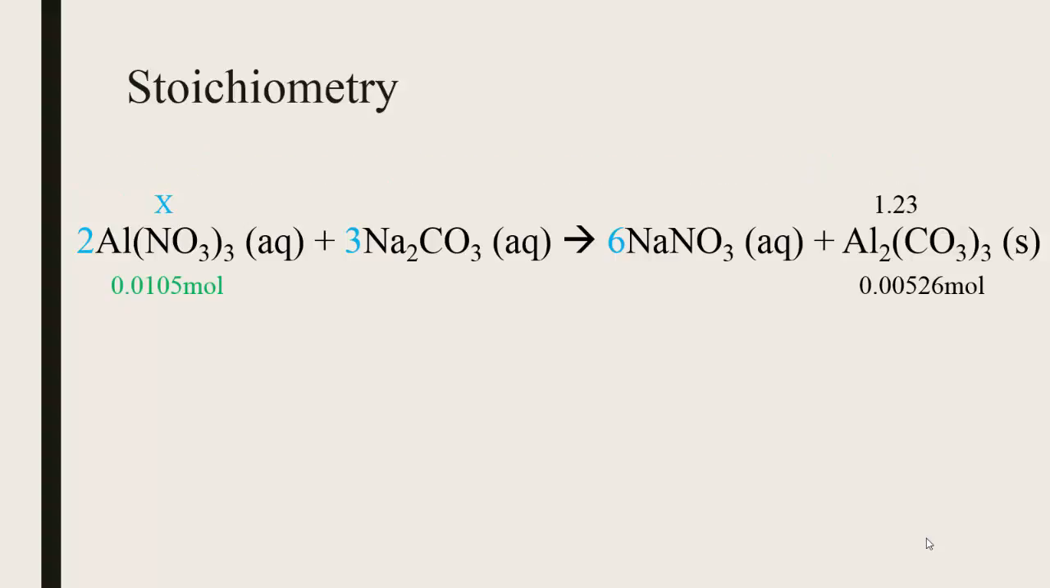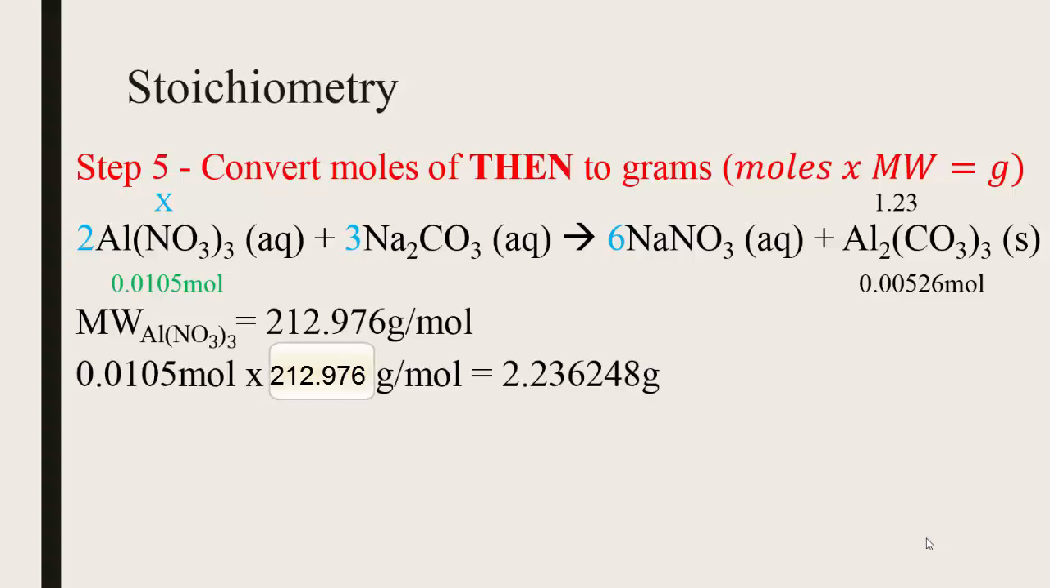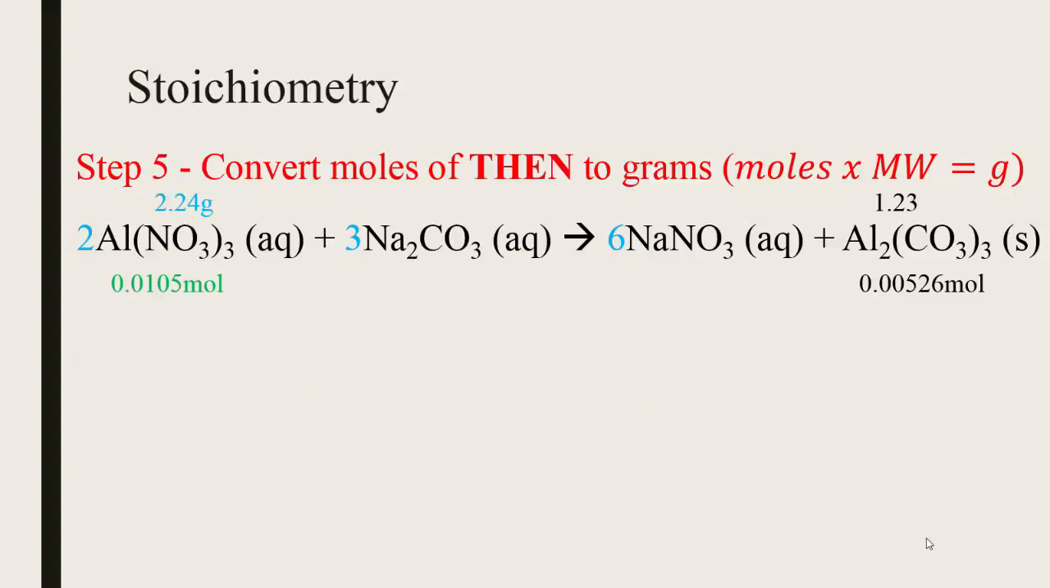So we have this. We go to step 5. We're going to convert moles to grams. So this is the molecular weight for the aluminum nitrate. Multiply it by the moles of aluminum nitrate. You get this value. And so with sig figs, you get 2.24 grams, which is the answer we started with.